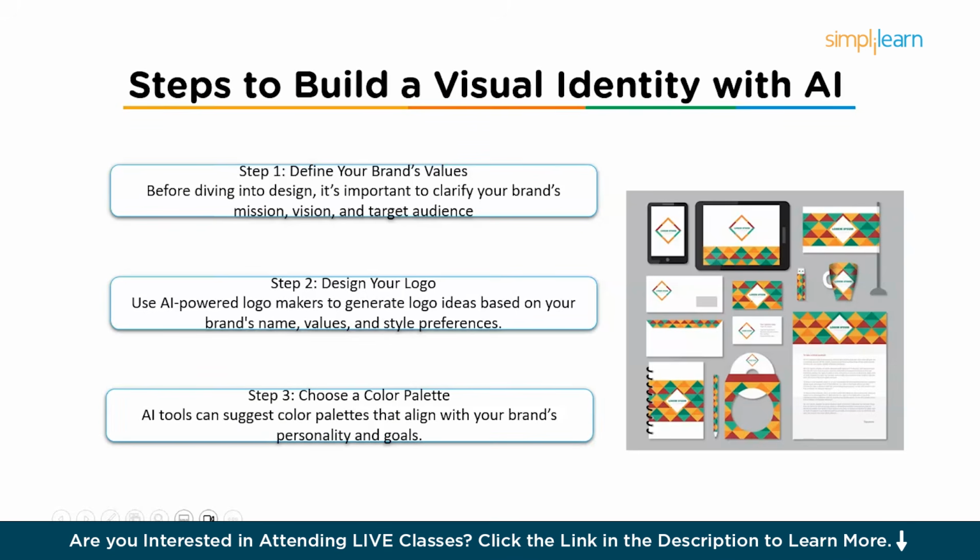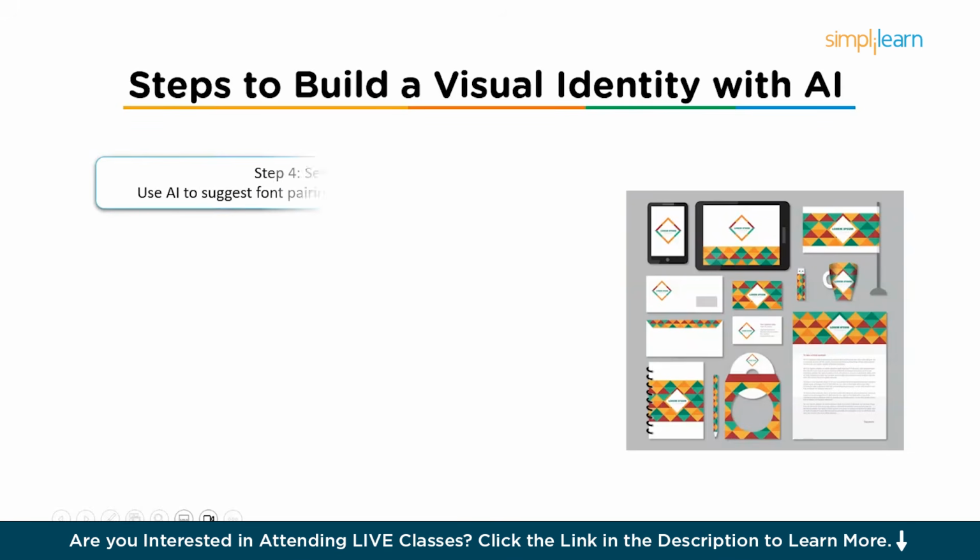Then we have choose a color palette. So AI can suggest color palettes that align with your brand's personality and goals. For example, if you're building a wellness brand, AI might suggest calming blues and greens. If it's a tech startup, bold and modern colors might be recommended. Next, we have select the typography. Use AI to suggest the font pairings that reflect your brand's tone. These tools will consider readability, aesthetics, and design templates to ensure your fonts complement each other well.